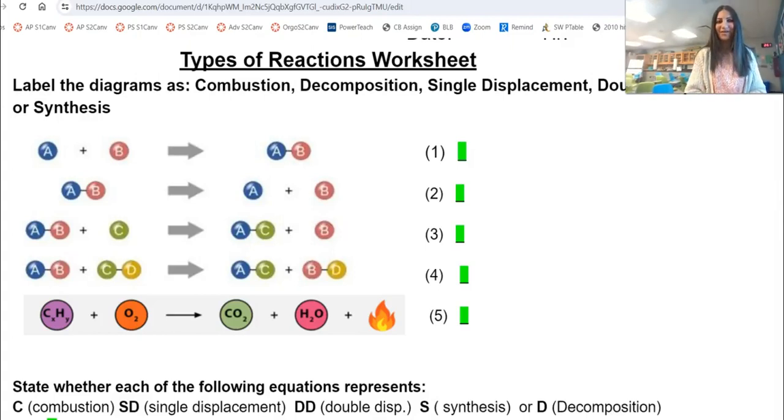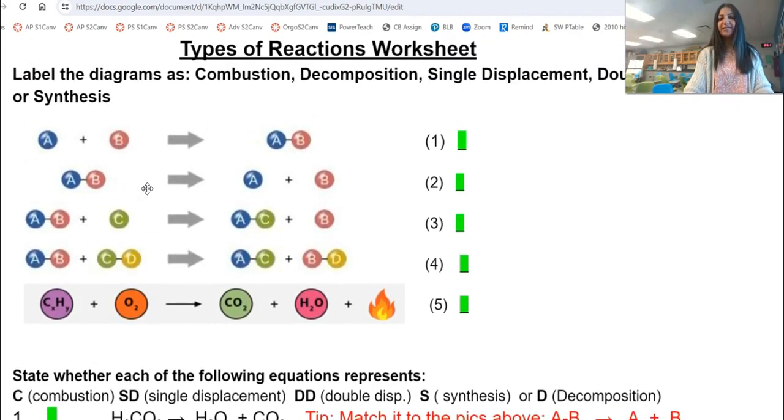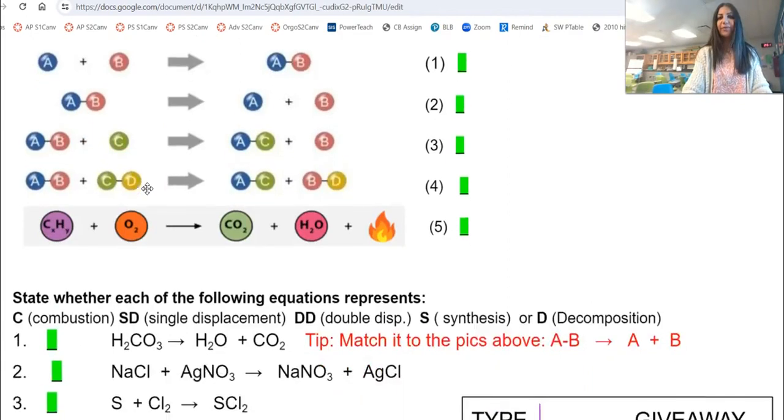What we're going to be talking about today is types of reactions, and there are 5 major types of reactions. So what we're going to need to be able to do is not necessarily write out what the reaction is going to produce, but you have to be able to recognize what type of reaction it is. So if we take a look at this worksheet, for example, in the beginning it's just going to ask us to label what the diagrams are. We're going to do that part together.